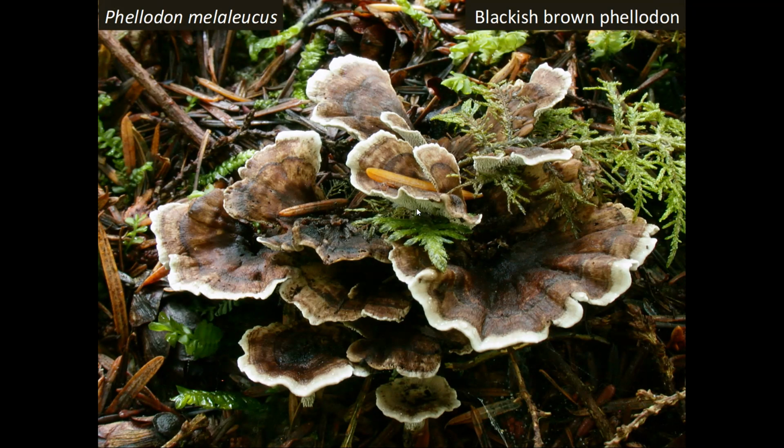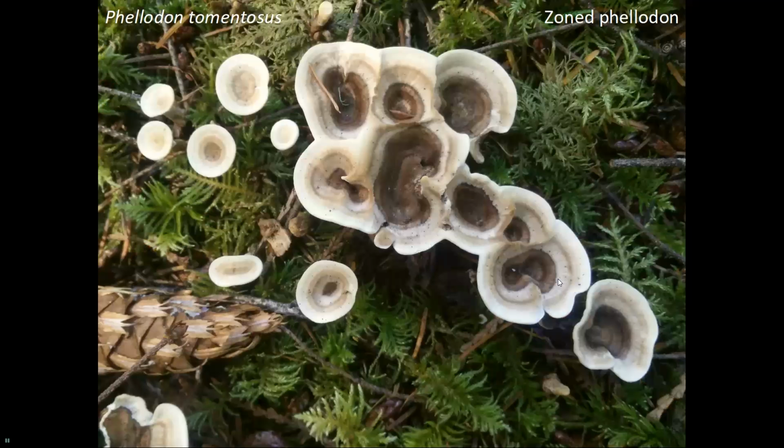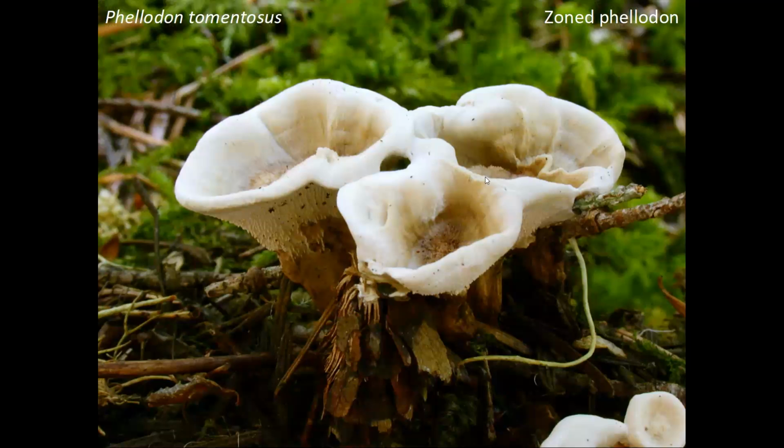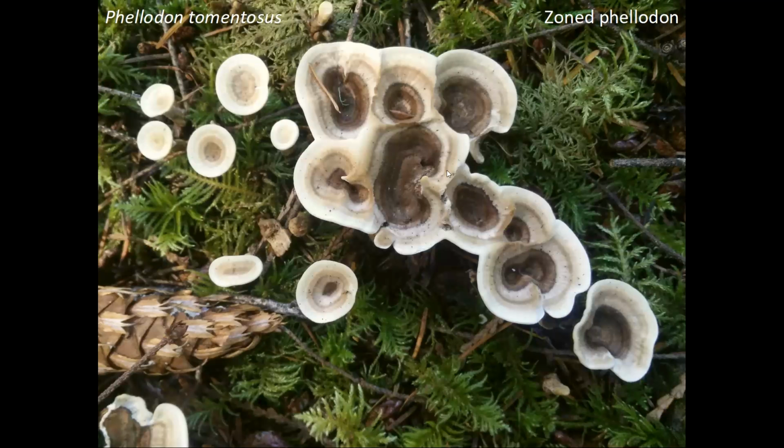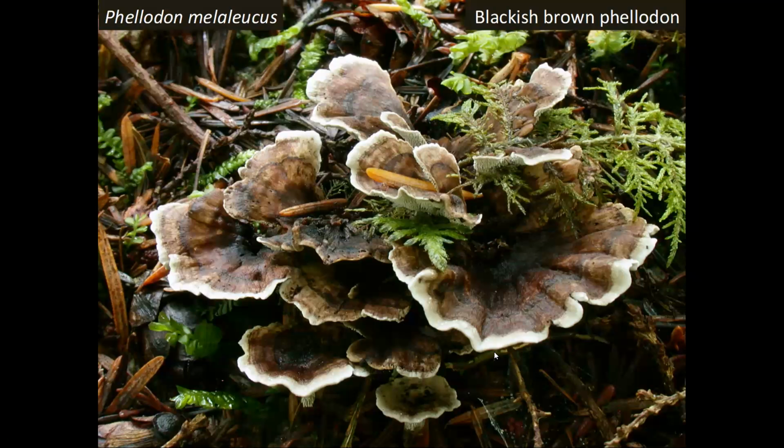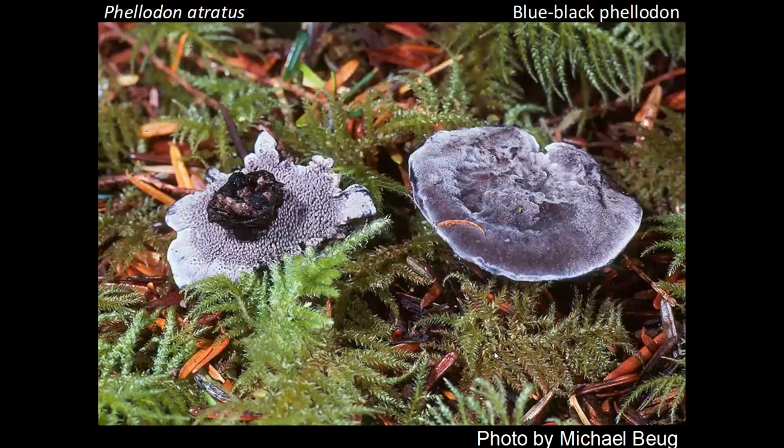Okay, the other species, well, sorry, there's only 3 species in this area, as far as we know. The other one is Phelodon melaleucus, mela being black and leucus being white. And it tends to have a bright white margin and a much, much darker center than these guys. These tend to be quite a lightish brown and quite distinctive zoning. These ones, less so. Finally, there is Phelodon atratus, which I have never found. It's sort of a bluey purple, very dark bluey purple color.